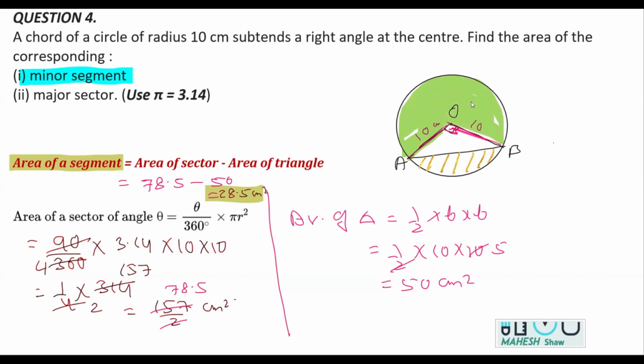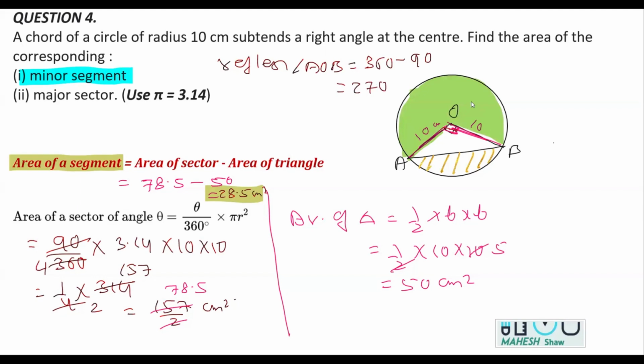This is a sector, right? This is a major sector here. And for that, we need the central angle. Since this is 90 degrees and the sum of all angles, this complete angle, is 360, if I talk about the reflex angle, we need reflex angle AOB. Reflex angle AOB has to be 360 minus 90, that is equal to 270.